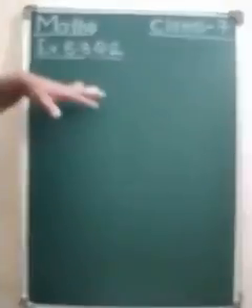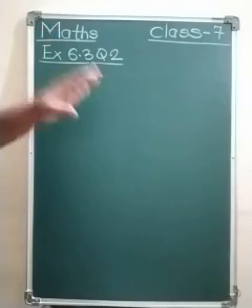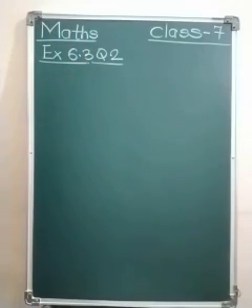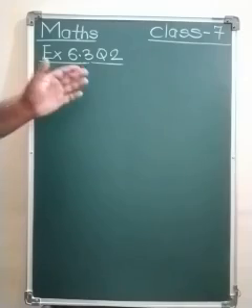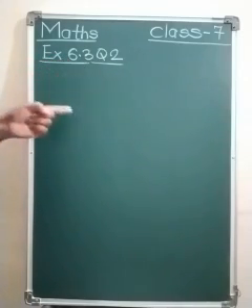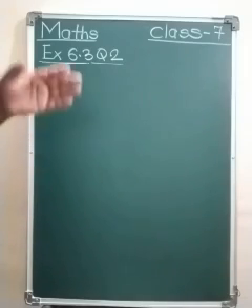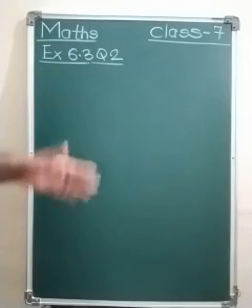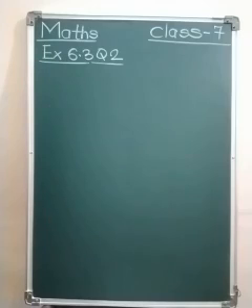These sums, 6.3 question number 2, are all based upon the angle sum property of a triangle. We have seen that the angle sum property says that the sum of measures of three angles of a triangle equals 180 degrees. That means in the triangle there are three angles. If you add up all the three angles, the total should come to 180 degrees. So let's start the first sum.